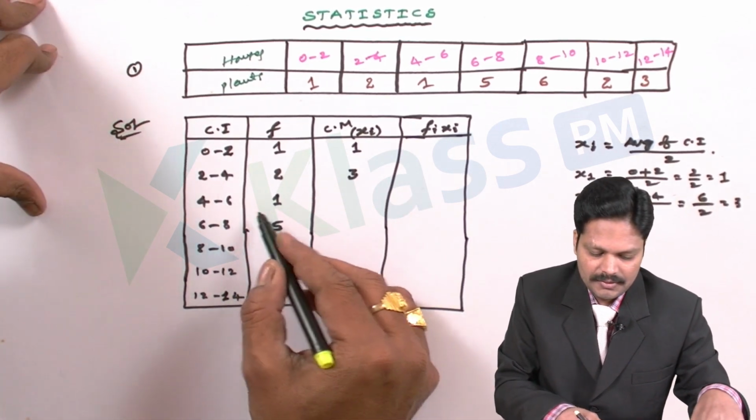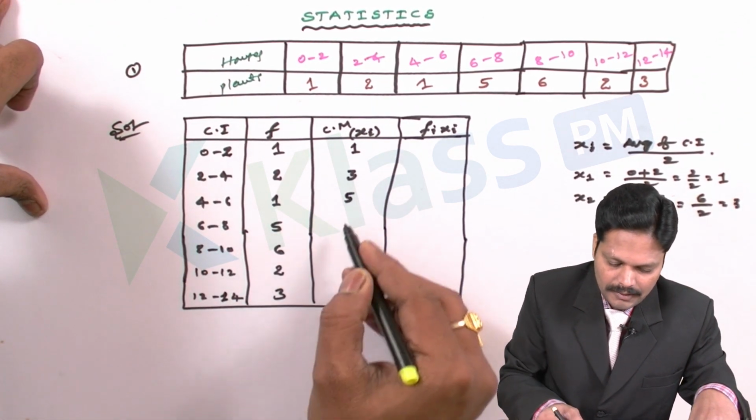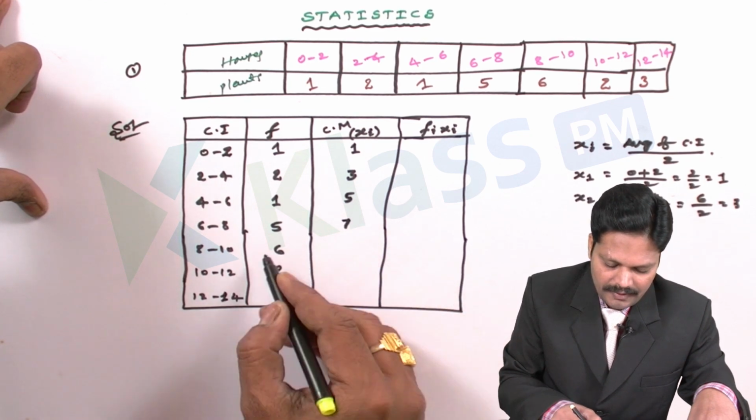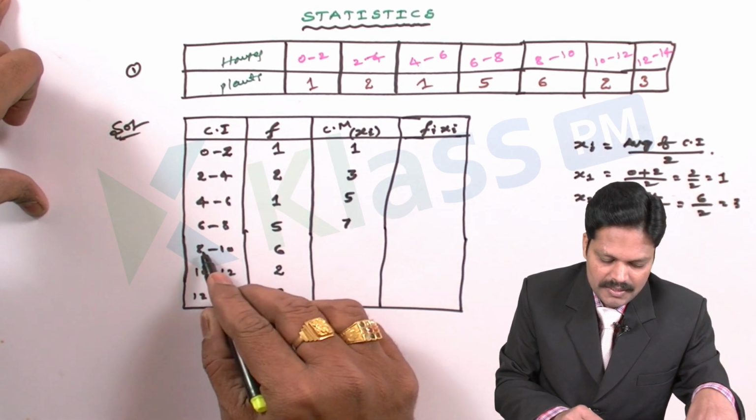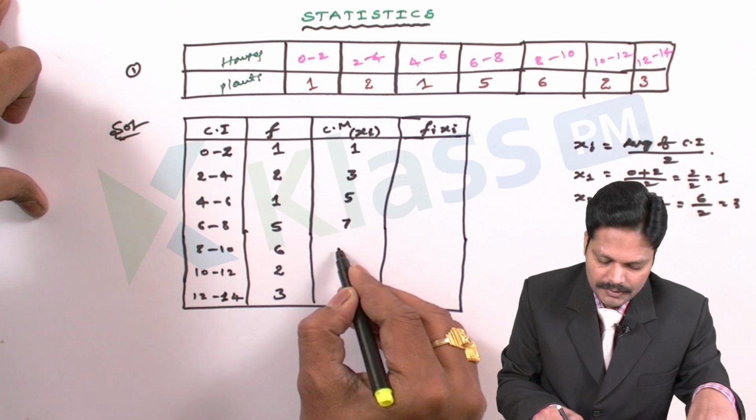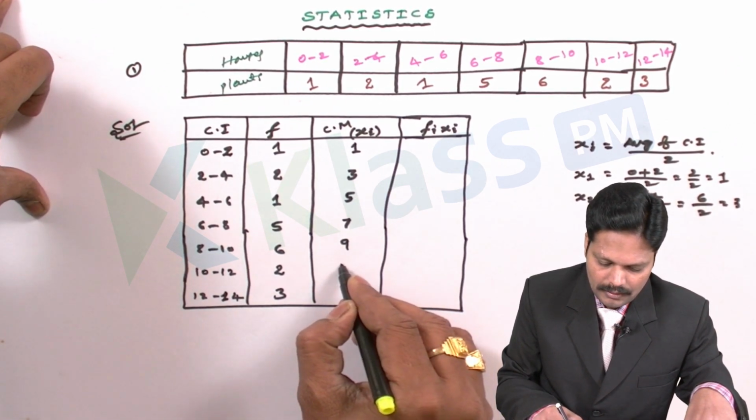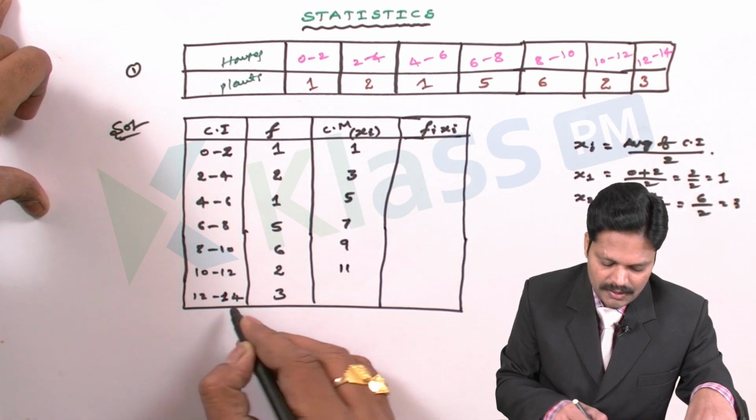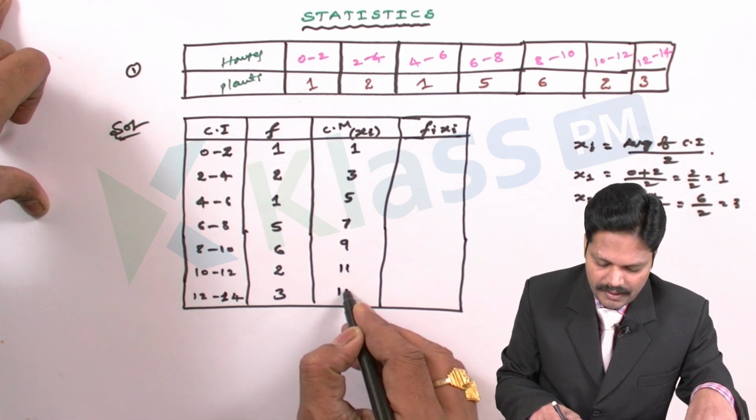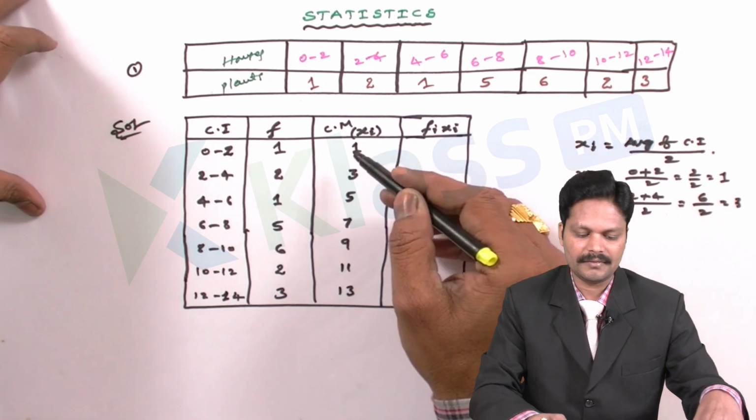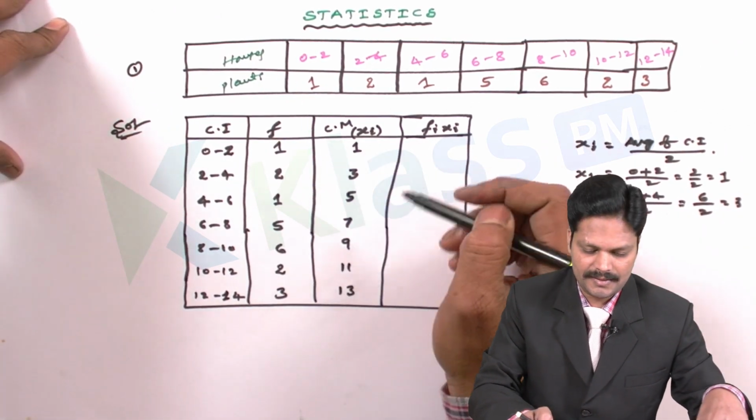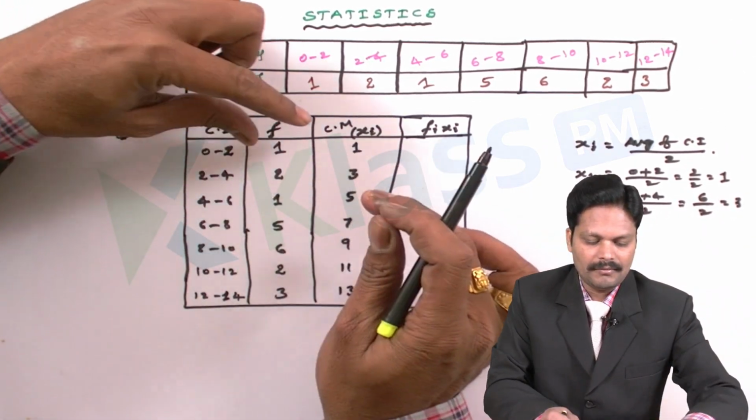In this manner we need to take the class marks: here 5, and 7, and here 10 plus 8, 18 by 2, 9, and 22, means 11, and 26 by 3, then 13. So in this manner we need to get the class marks, and then we need to multiply the values.